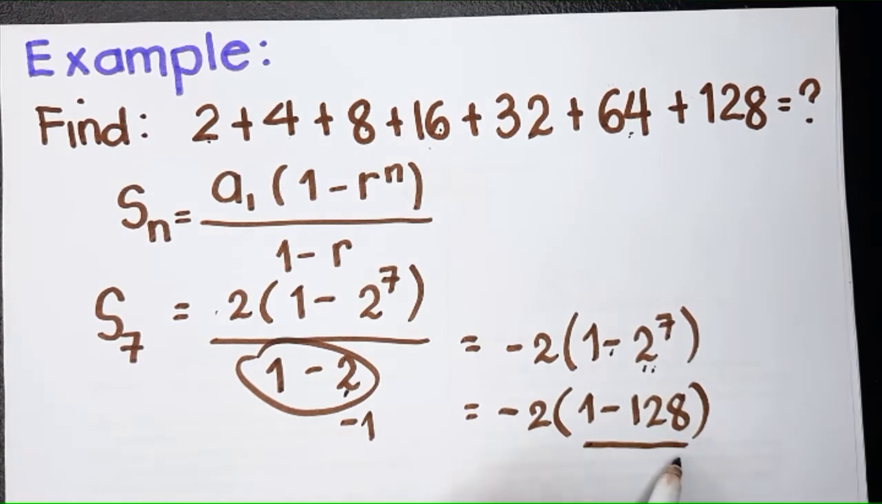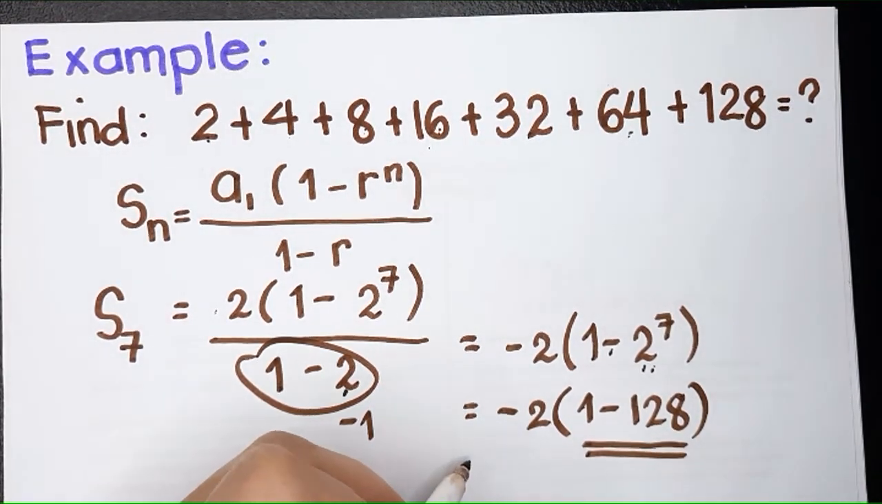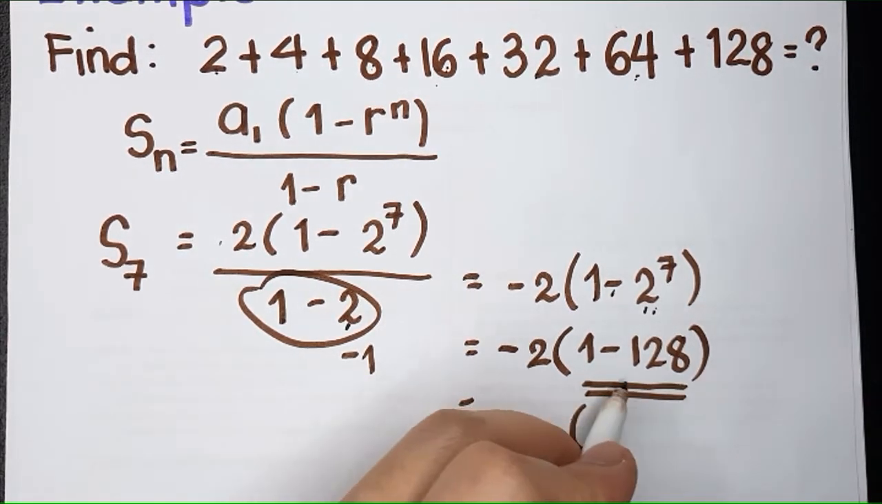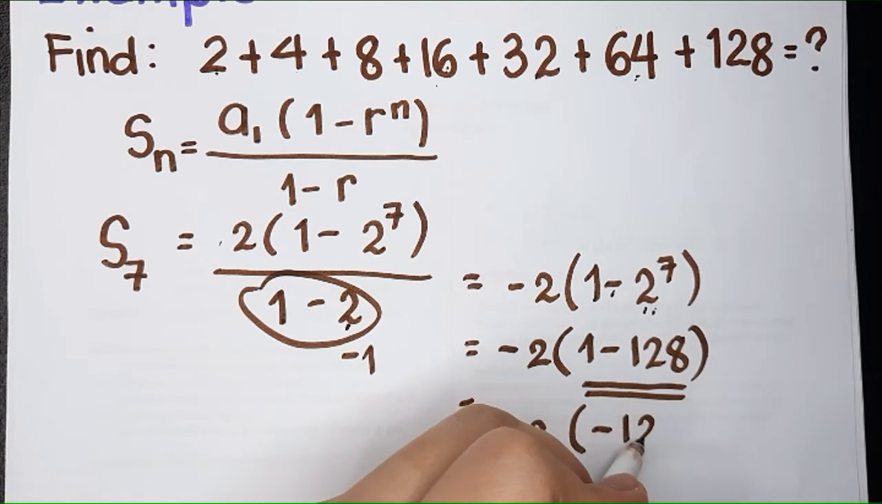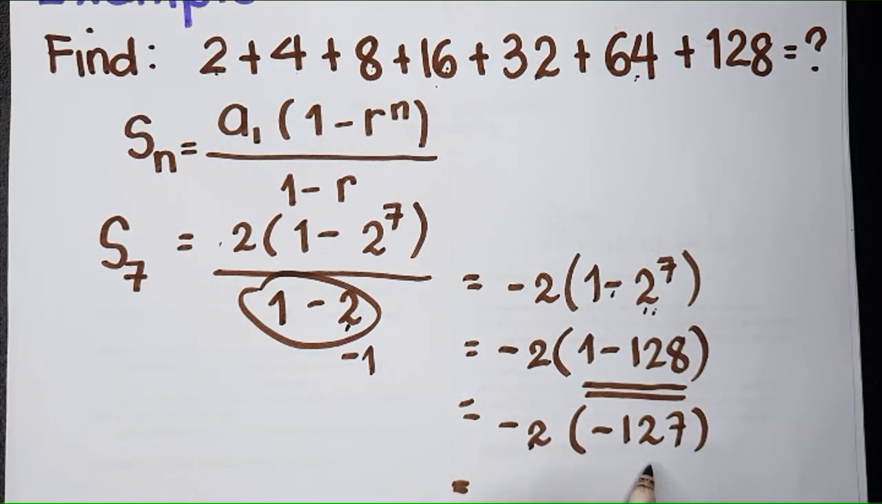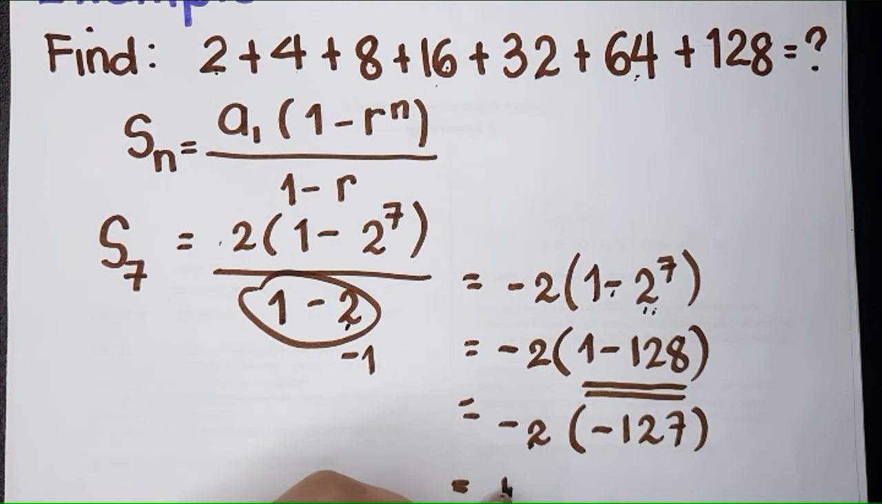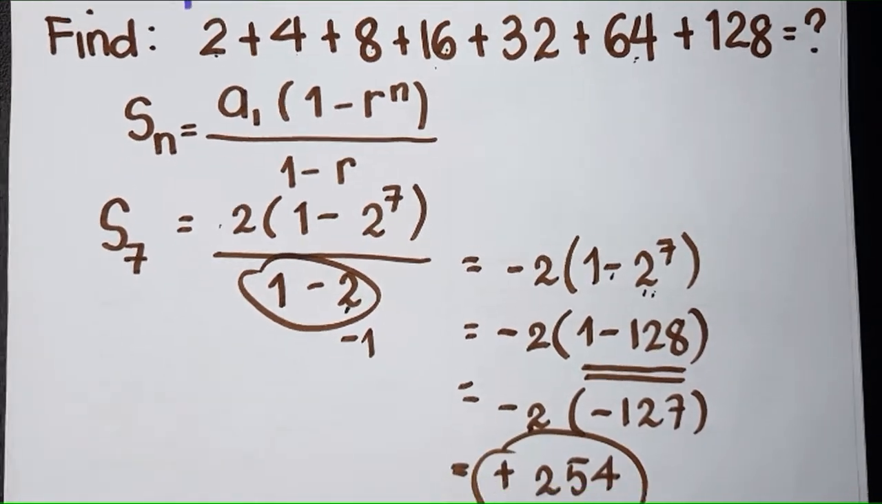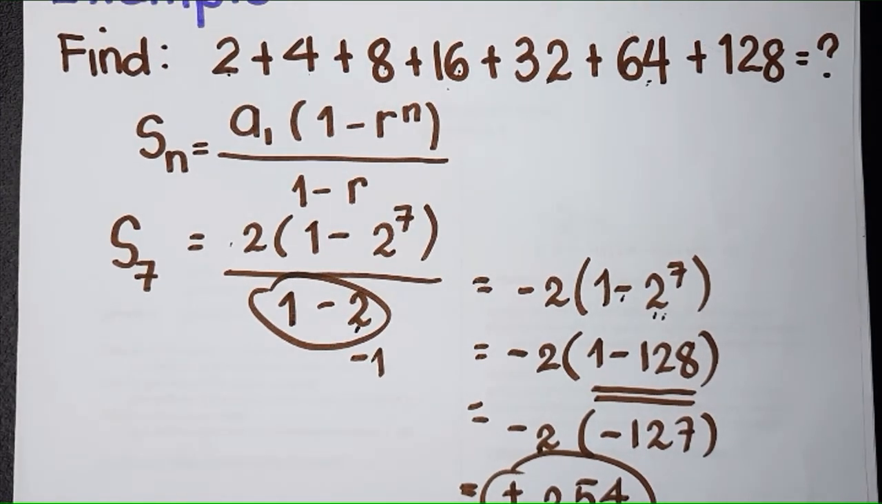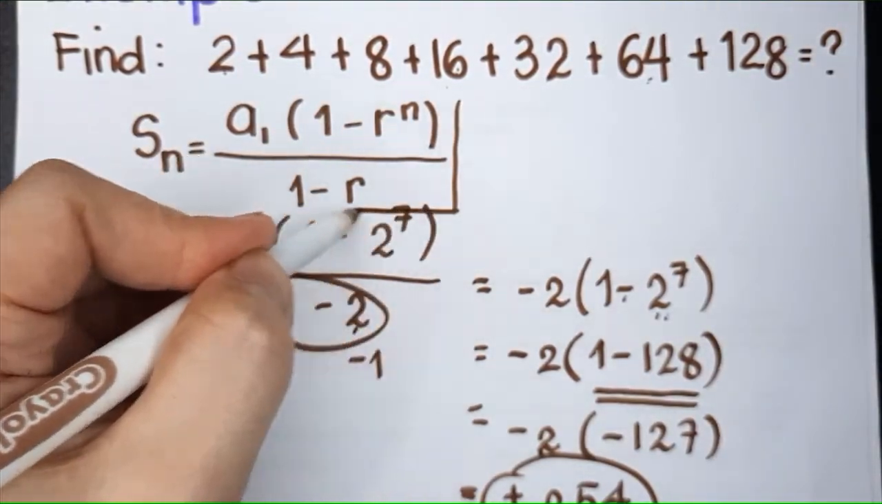Let me write. So, negative 2 times 1 minus 128. Here, what do you get? You will get, so let me write again. So, negative 2. Here, you'll get negative 127. Okay? So, what is negative 2 times negative 127? So, magiging positive na yan, no? So, positive 254. This is the final answer. So, actually, hindi ganun ka-friendly ang formula kapag geometric progression ang pinag-uusapan.